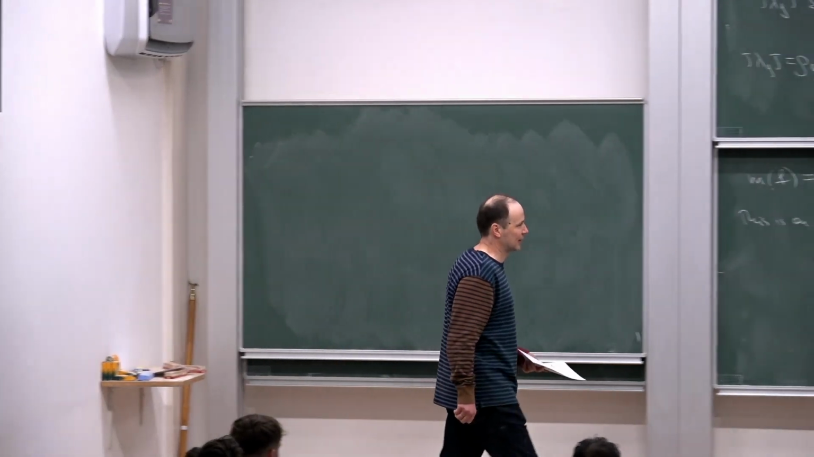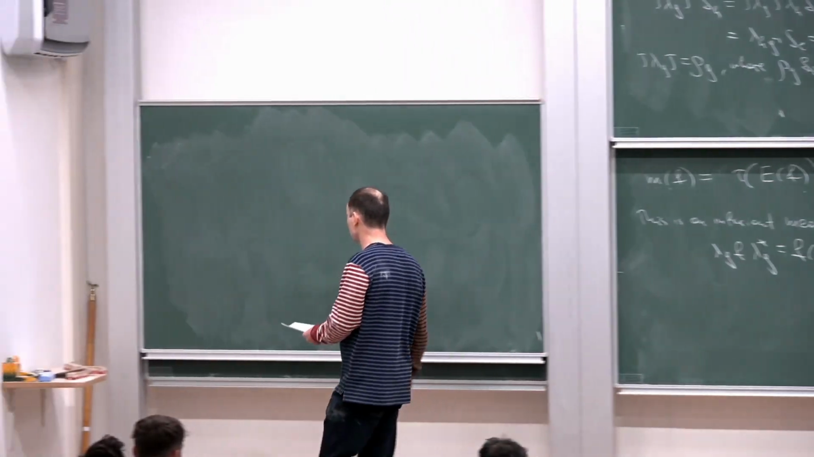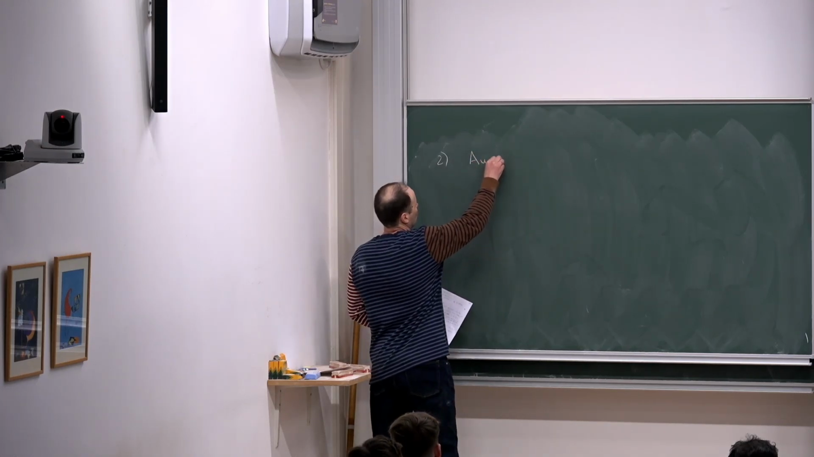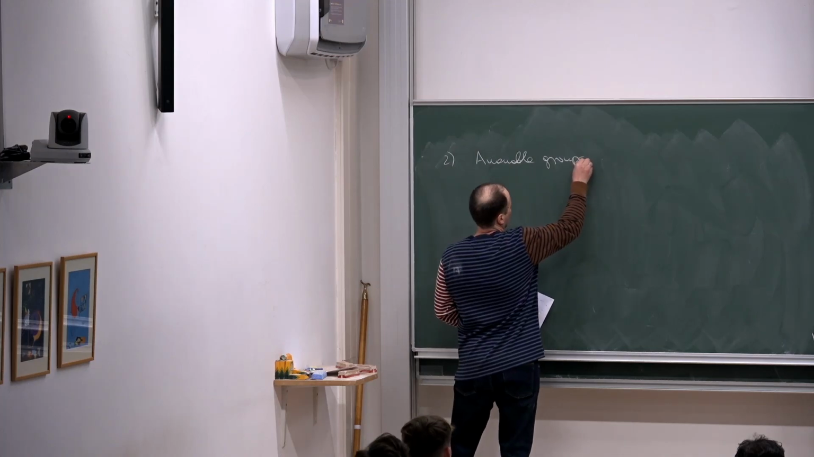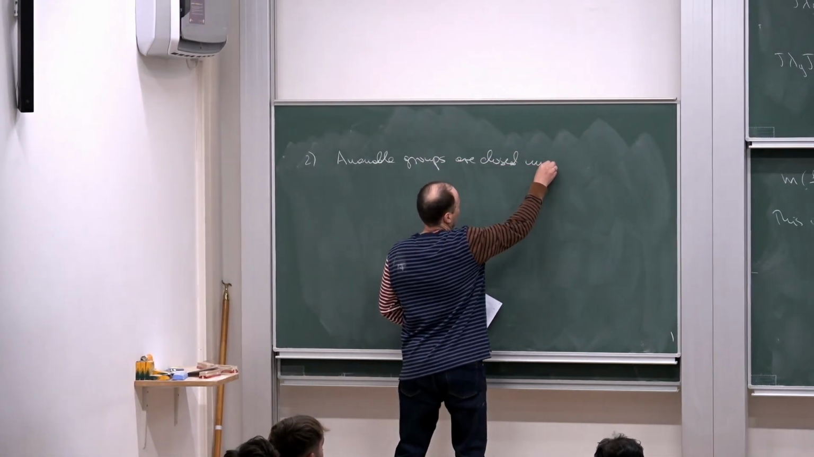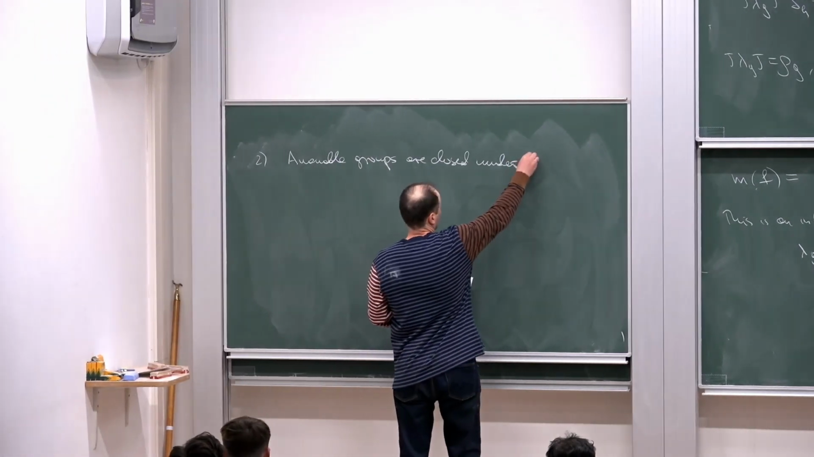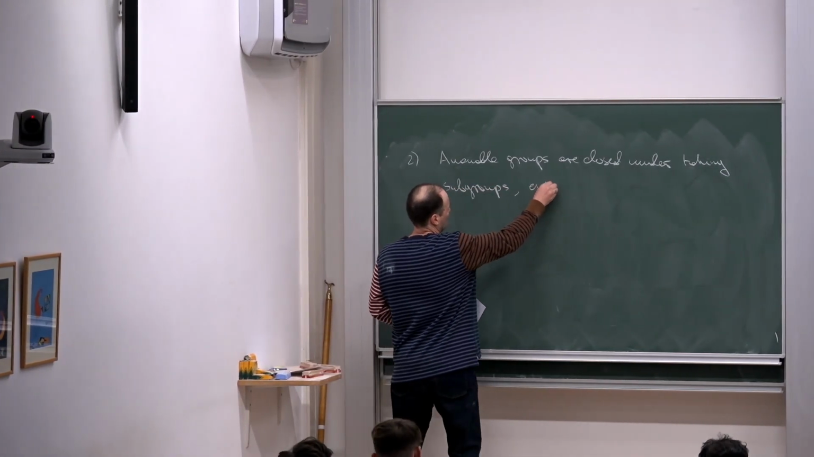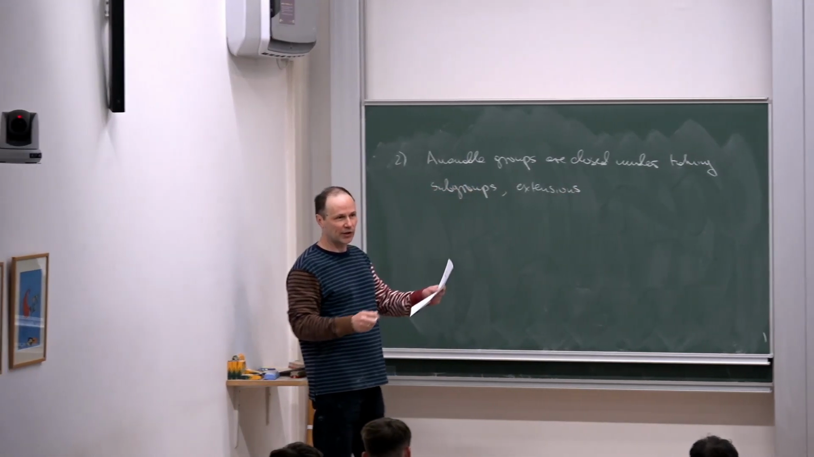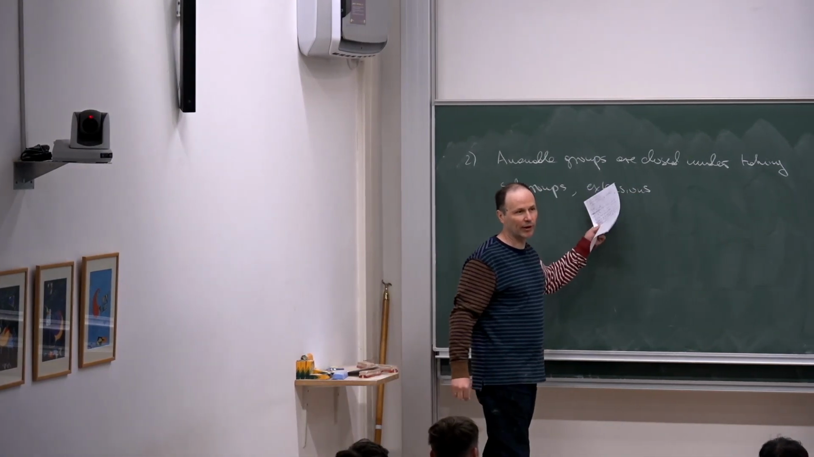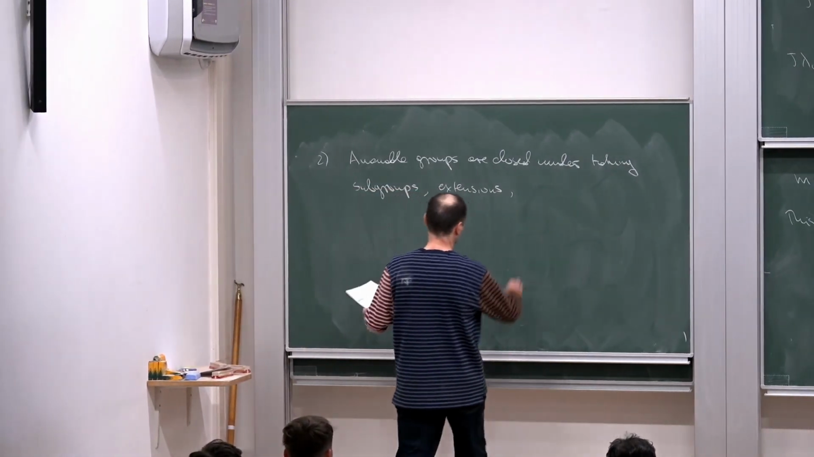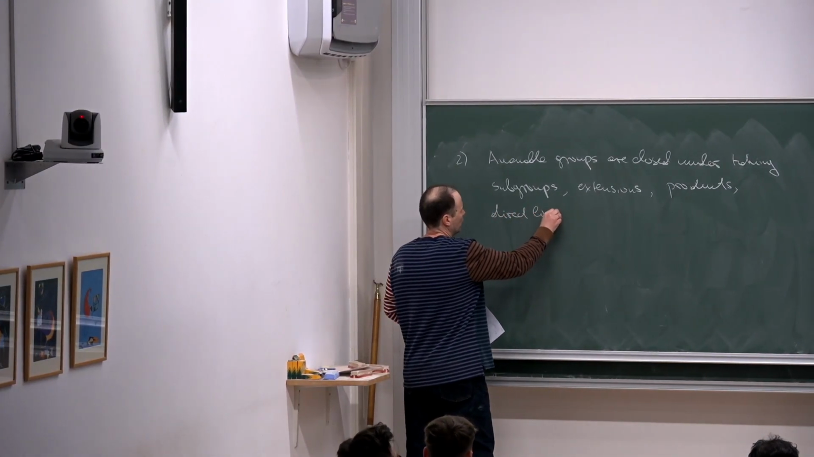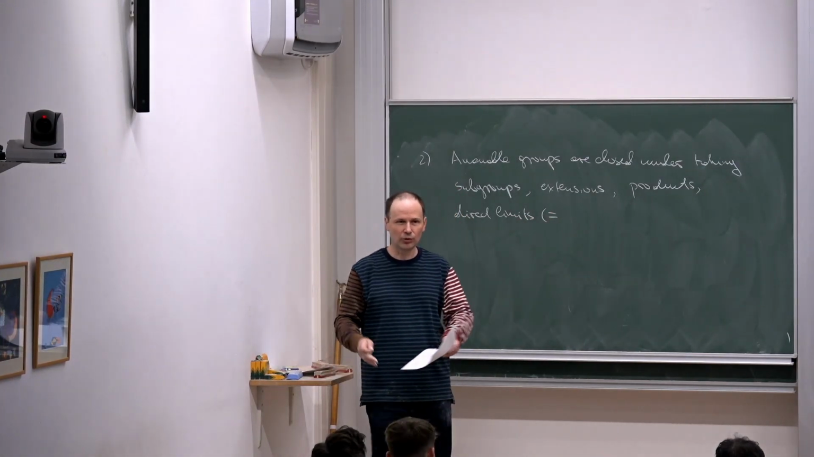Okay, but it turns out that out of just these examples, you can construct quite many. We're not going to do it by just using the definition, but believe me that one can show that amenable groups are closed under taking subgroups, and extensions. So if you have a group such that it has an amenable subgroup and the quotient is amenable, then the group itself is amenable. Also products and direct limits, or if you want, just unions of increasing sequences.